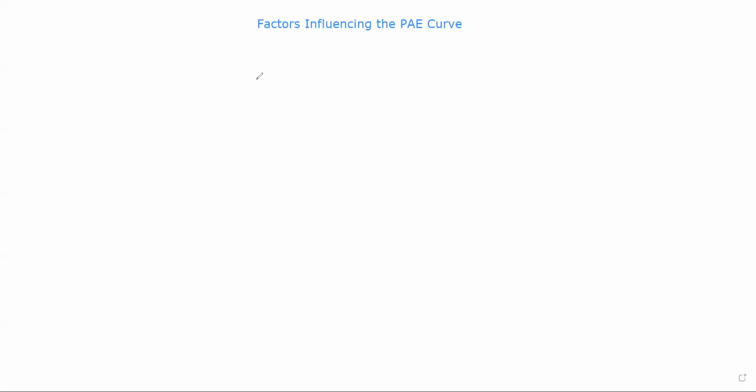So today I wanted to go over some of the factors that influence the PAE curve. First, we're going to look at a recap of the PAE curve, and that is Y equals C plus planned investments plus government spending plus net exports. And as we remember from the earlier videos, net exports is imports minus exports.